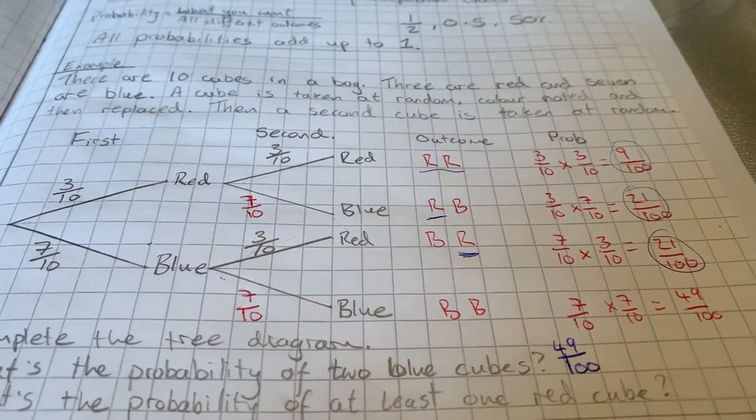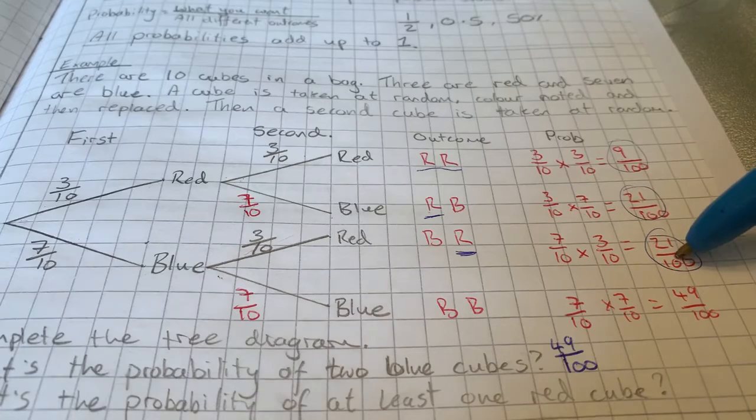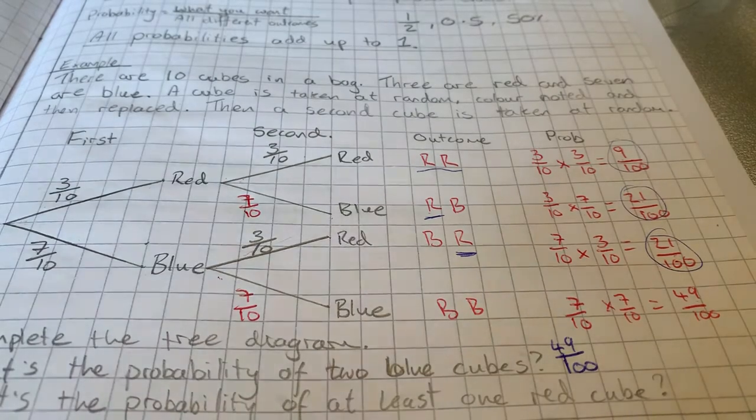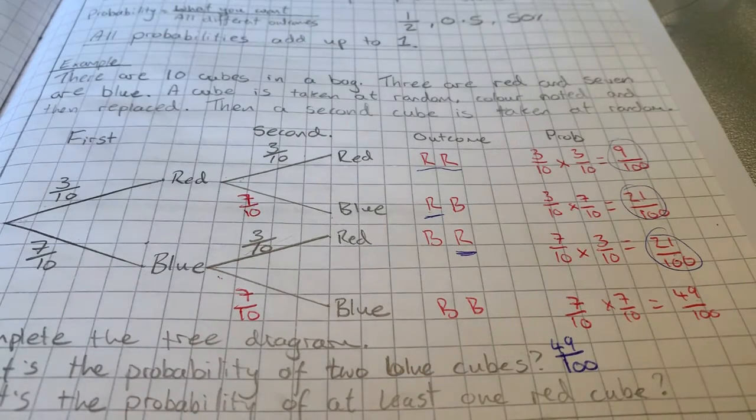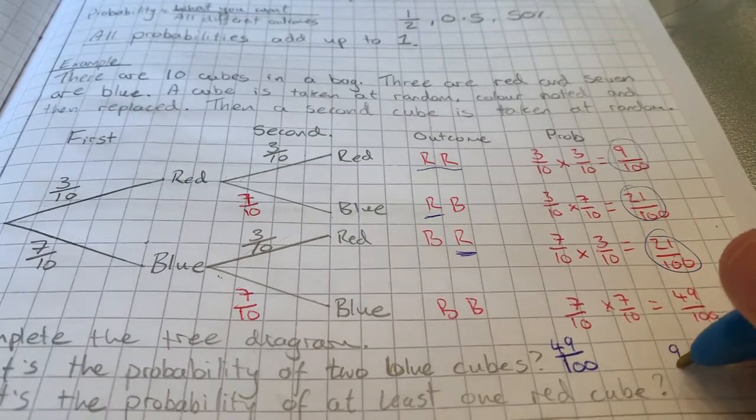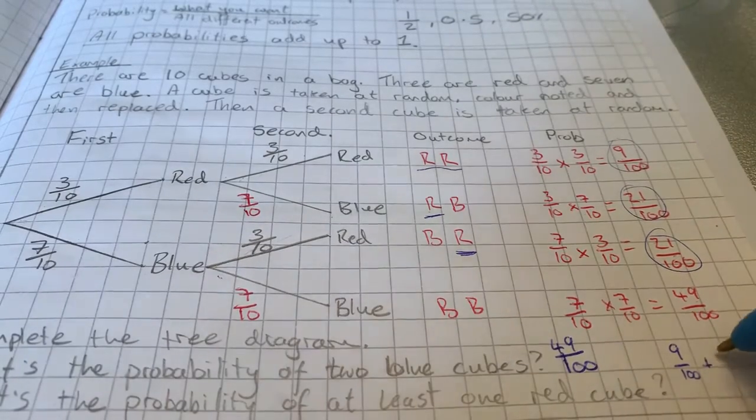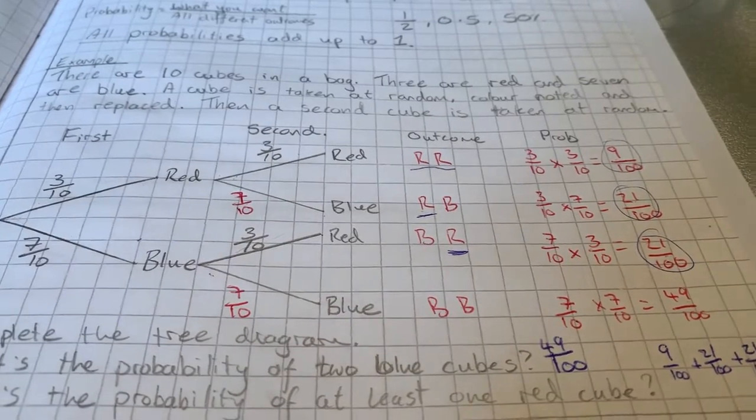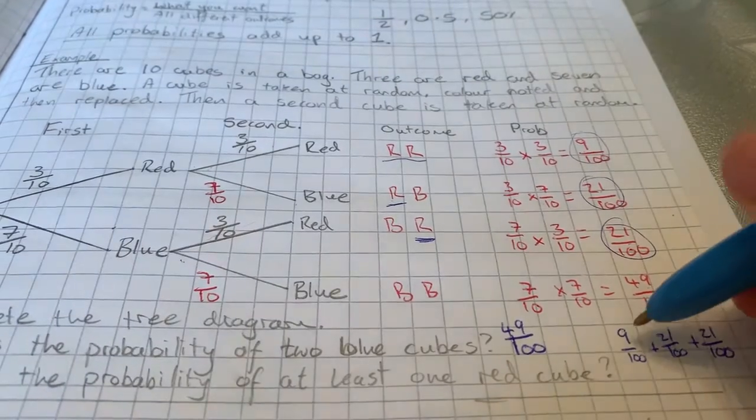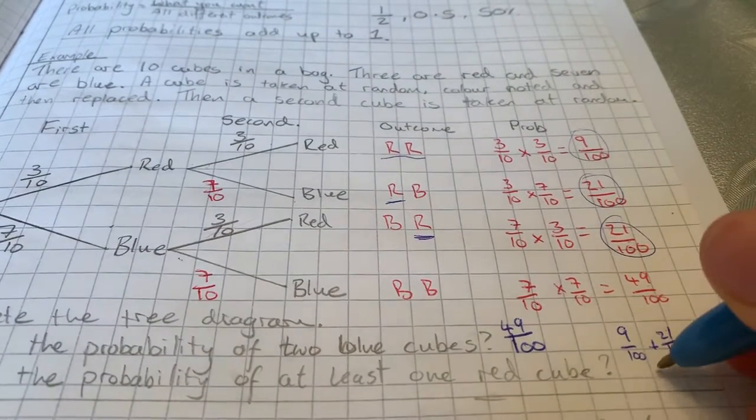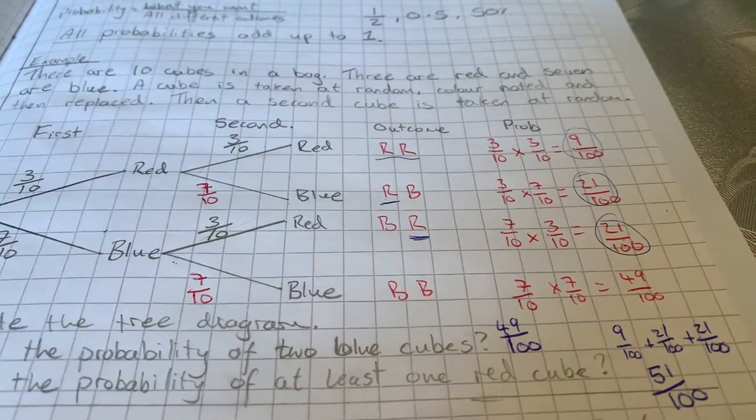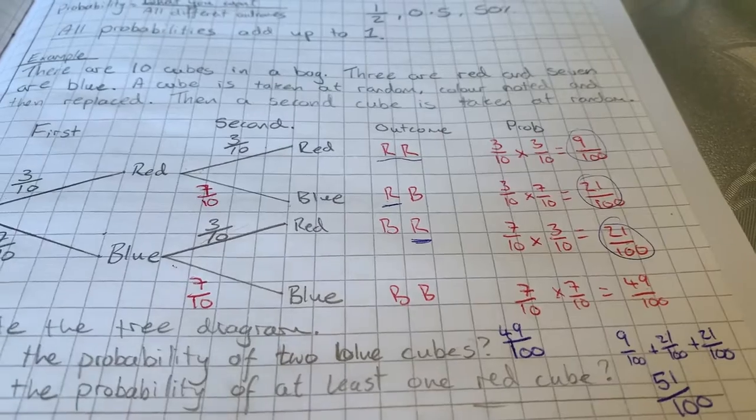So you can do it two ways. You can add up these three probabilities, or you can do 1 minus that one there, 49 over 100. So I'm going to add them all up. So I'm going to do 9 over 100, add 21 over 100, add 21 over 100, and do that. That's 51 over 100. And that's the probability of at least one red cube.